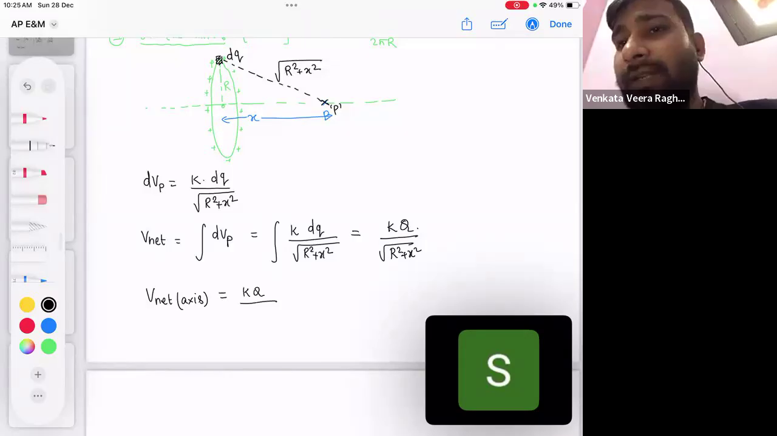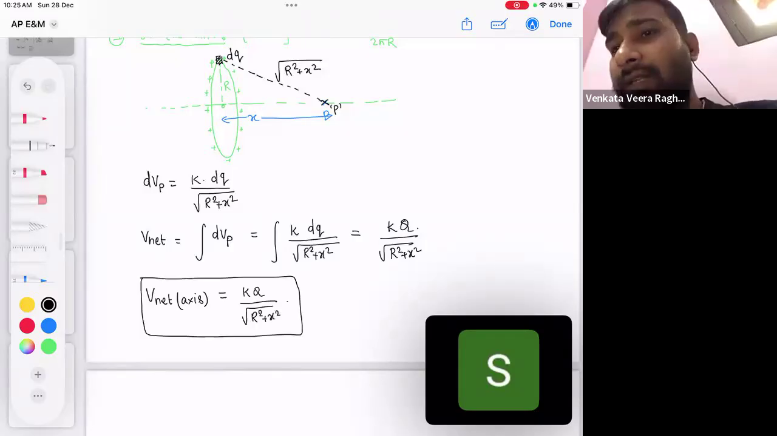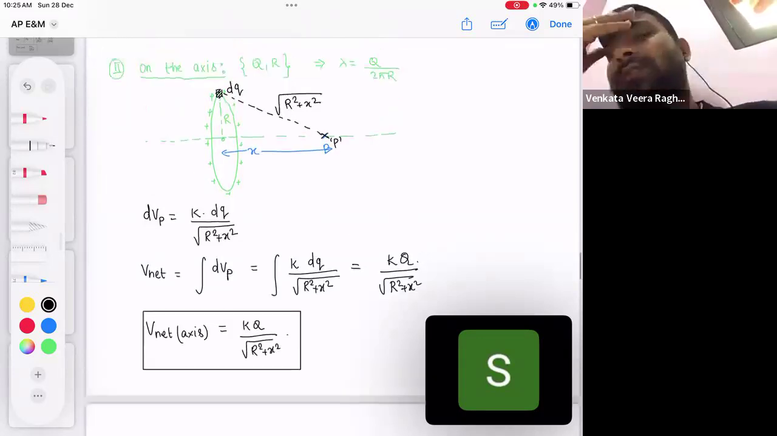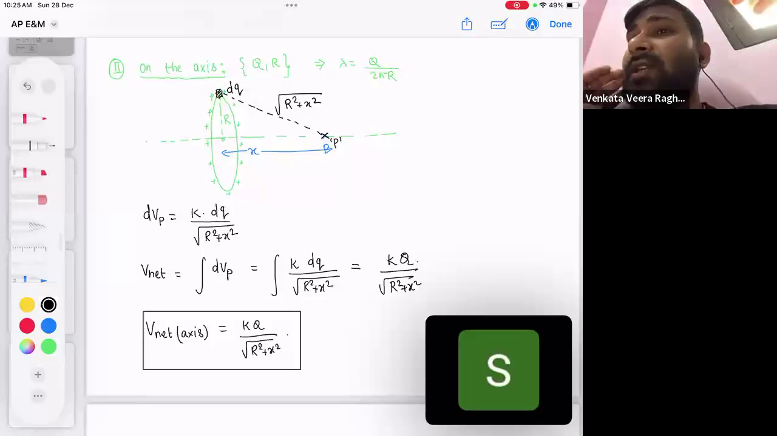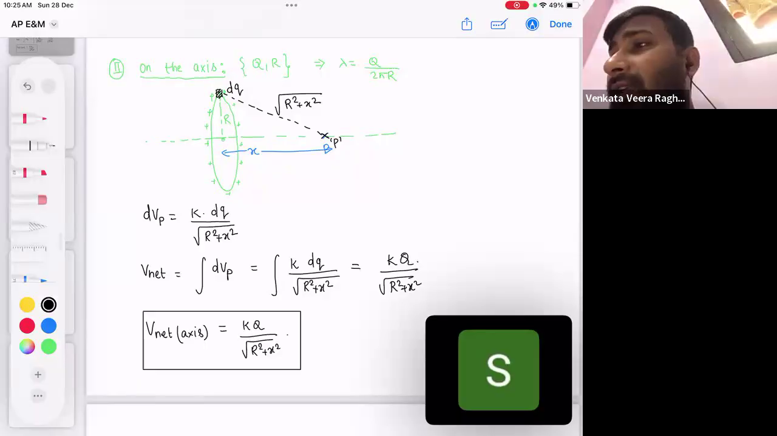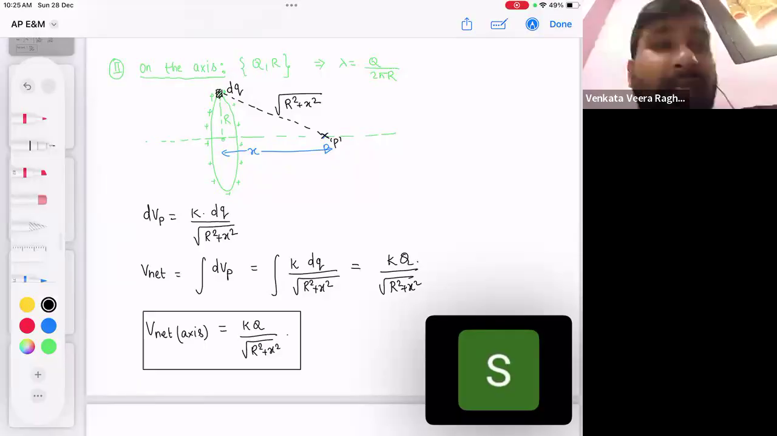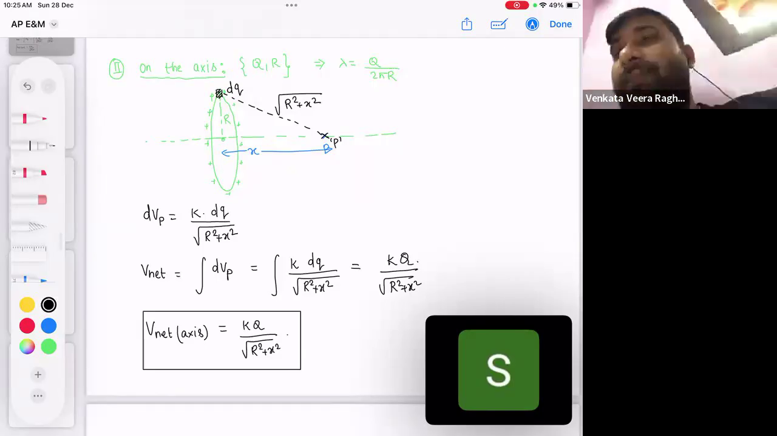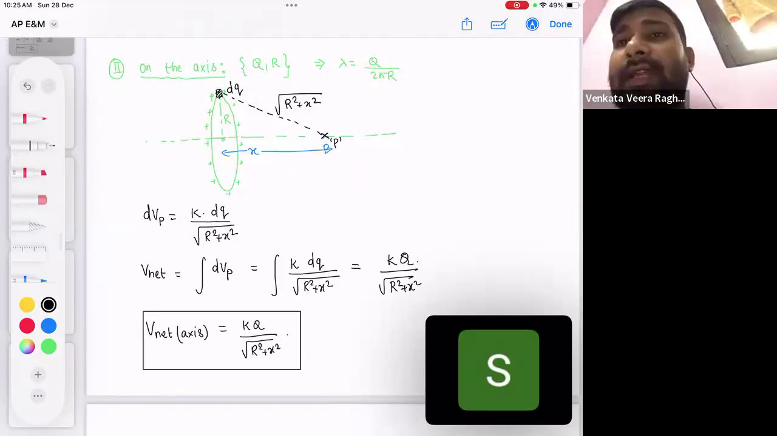Kq divided by under root of r square plus x square. The electric potential is maximum at x equal to 0, that means at the center. As we go away from the center, the potential will keep on decreasing. And at infinite distance, or very far away from the ring center, the potential will become 0. Understood this one? Please tell me.